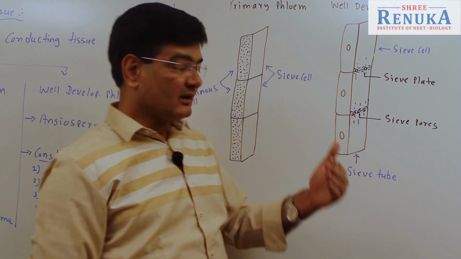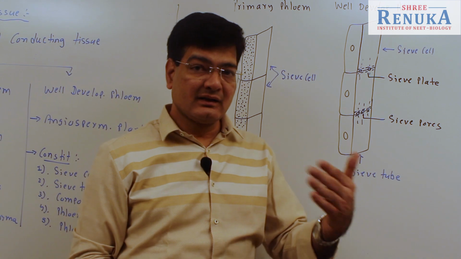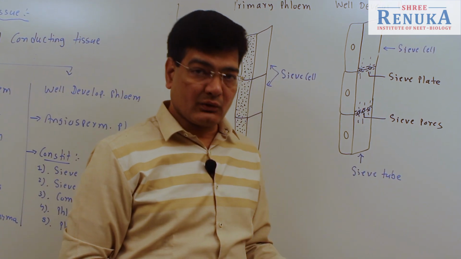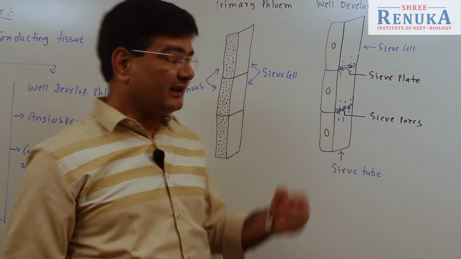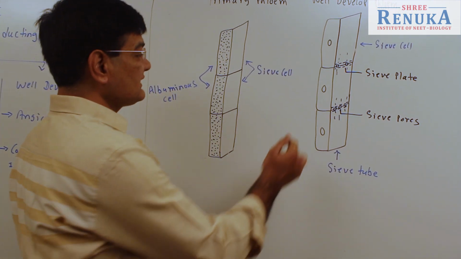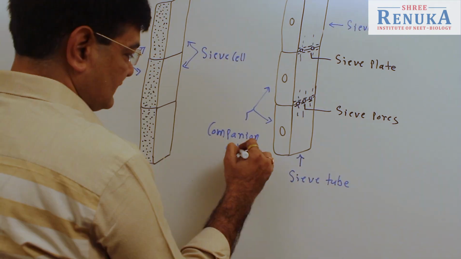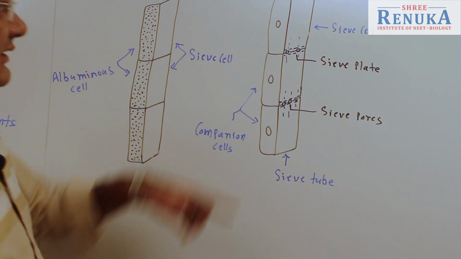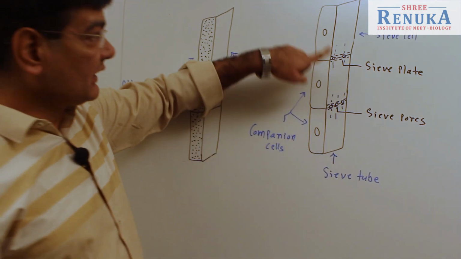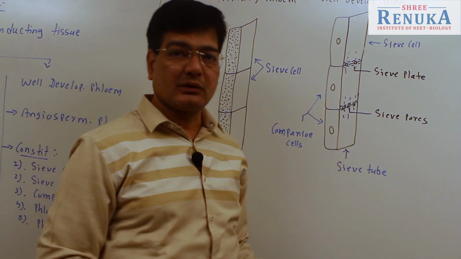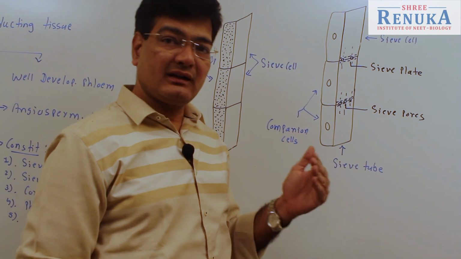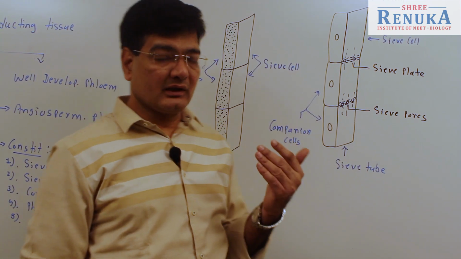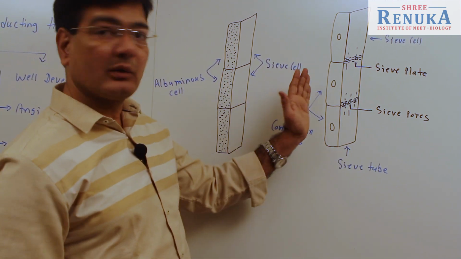Sieve tube is a well-developed structure. It has its cytoplasm, vacuole, but there is no nucleus in the sieve tube. That's why on the lateral side of the sieve tube, companion cells are present. These companion cells possess a nucleus, and it regulates the function of the sieve tube. Companion cells are a specialized kind of parenchymal cells, and they are concerned with the lateral transport of the food.